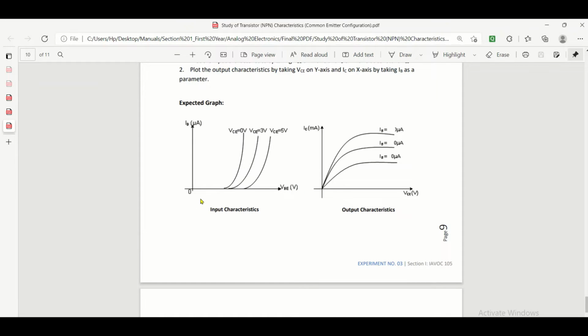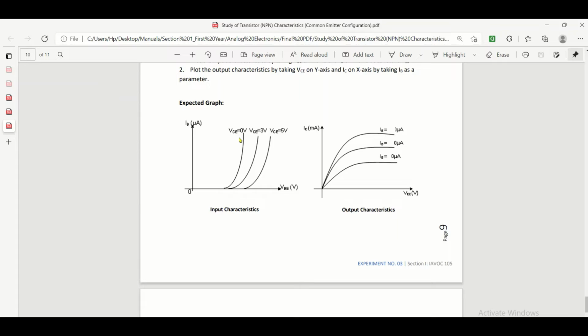Here we are concentrating only on the positive axis, so on the x-axis please note down the VBE, and on the y-axis you note down IB in case of input characteristics. For output characteristics you note down the values of VCE on the positive x-axis, and values of collector current on the positive y-axis.